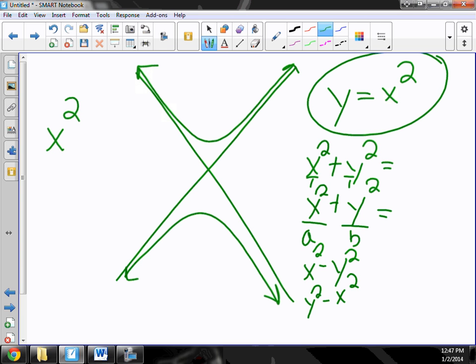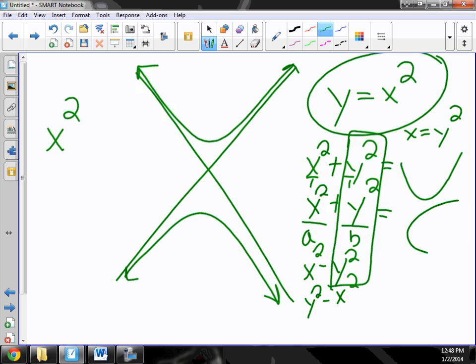All of the others fail the vertical line test because all of them have a y squared. And anytime you have a y squared, you run the risk of failing the vertical line test. The parabola, just a single parabola, that's the only one that's a function. But you could flip these around and you could do x equals y squared, and that would be this kind of parabola, and that's not a function. Because, again, we have y squared.